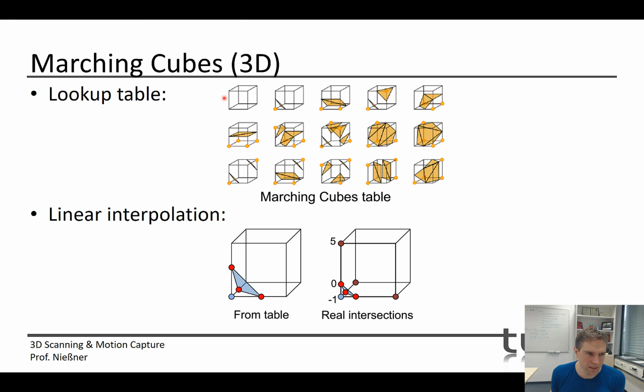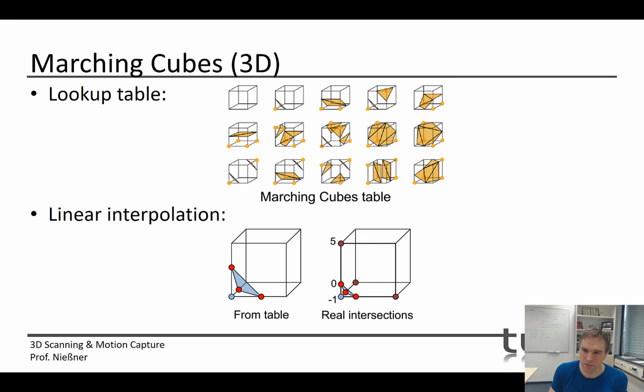So we basically check, for instance, this one was negative, then we know there's a triangle here. This one negative, then we know this one must be here, and so on, right? Same thing as in 2D, except now we're creating triangles rather than line segments. And then the linear interpolation is straightforward. If this is the -1 and this is the 5, then we know the intersection must be somewhere here. This is just linear interpolation. In practice, this can actually be parallelized, right? You just do this independently for every voxel.